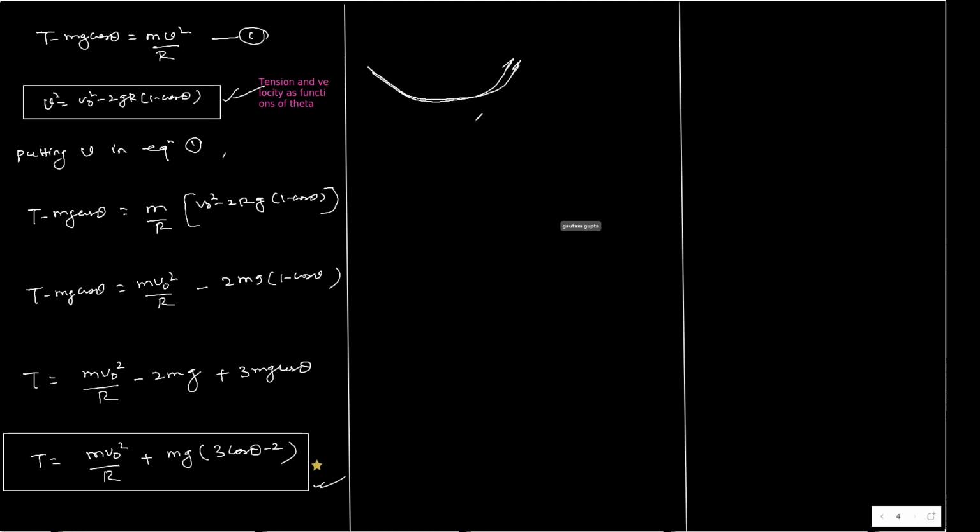So this is also a motion in a vertical circle. In this case, what will happen if you draw the free body diagram at an angle theta? There will be mg and there will not be any tension, but there will be a normal reaction towards the center. So the same formula will be applicable. Just replace T by N.